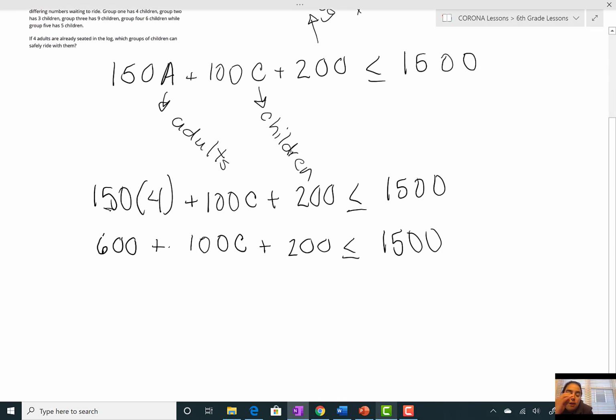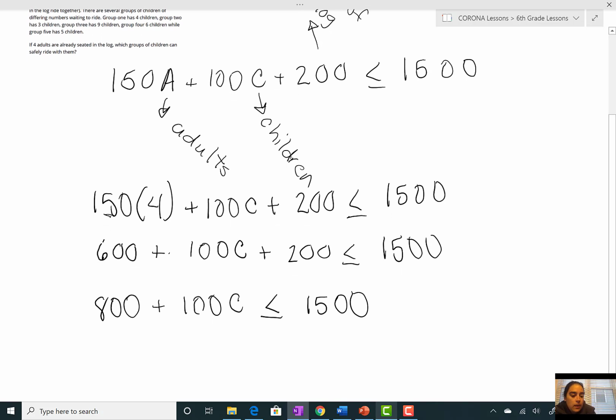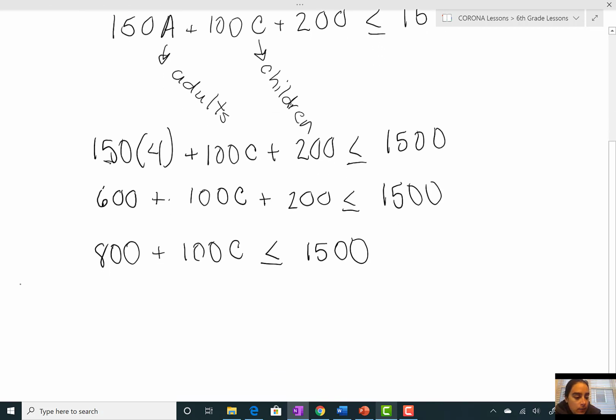Now, let's look at this here. If I add up the numbers I know, I have 600 plus 200, that's 800. This now is the weight of the adults plus the weight of the log. And we know this has to be less than or equal to 1,500. So now, there's different groups of children. So we're going to write down the groups. We're trying to see, could we have 4 children? Here, let me label this better. How many children make sense? So we're going to say the number of children that could go.